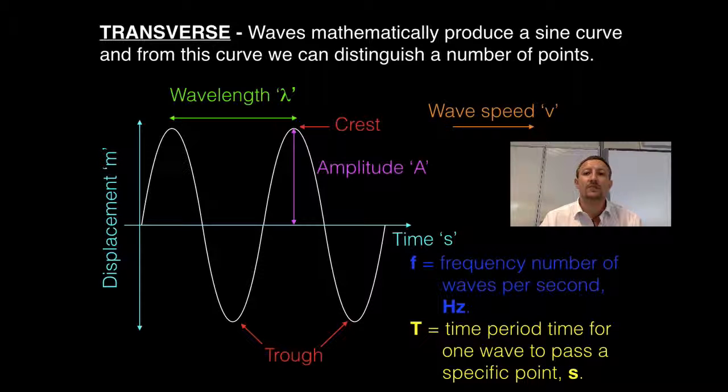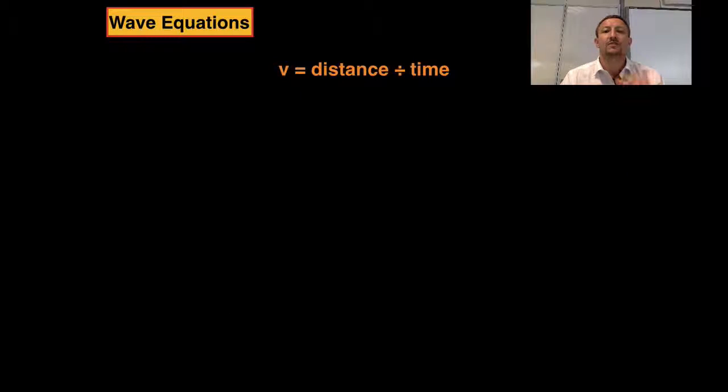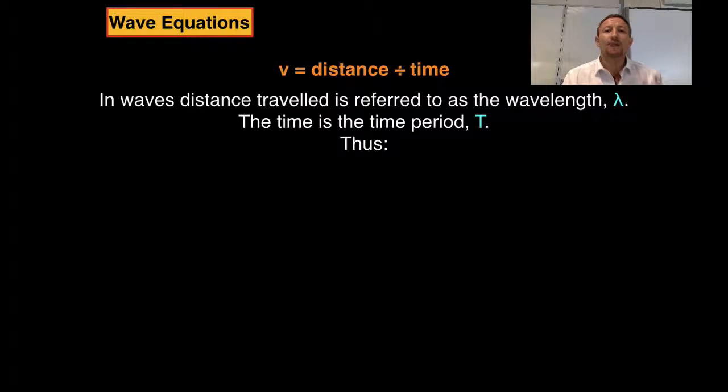Now we can use some of these terms and produce some mathematical equations. Now we know that any speed basically is categorized by the equation v equals distance over time. Now, when we're dealing with waves, the distance is classified with the term wavelength, or lambda, and the time is the time period, or T. So if we substitute these symbols into the formula, we then get that speed is the wavelength divided by the time period.